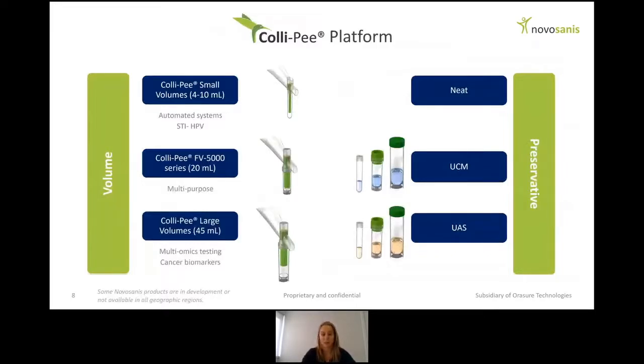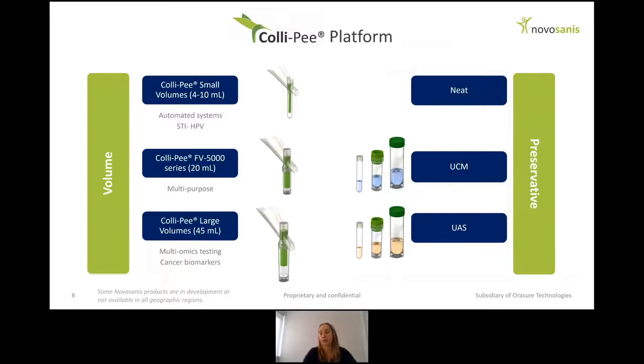Colli-Pee platform offers. Next to that, our platform also provides the possibility to choose a preservation chemistry based on your purpose. As you can see, we have 3 different series of Colli-Pee. Our small volumes, which capture 4 or 10 ml, our FV5000, which captures 20 ml, and our large volumes, which capture 45 ml. Next to that, we also offer all our variants in a neat variant without preservative, as well as with UCM or UAS, two of our available preservatives.